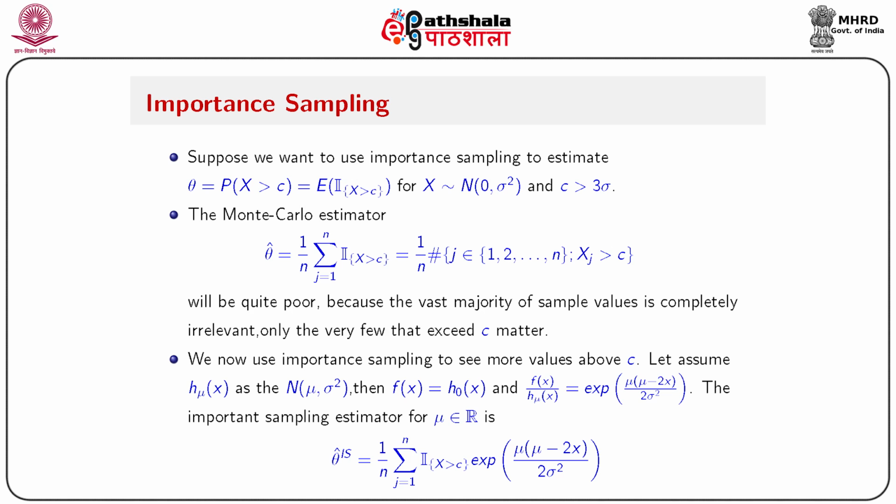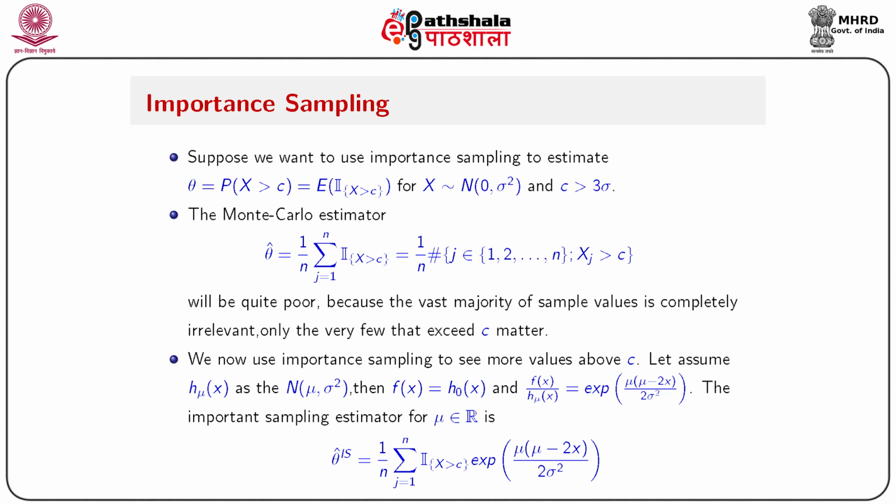Suppose we want to use importance sampling to estimate theta equals the probability of X greater than c, which equals the expectation of the indicator of X greater than c, for X following normal(0, sigma squared) and c greater than 3 sigma. The Monte Carlo estimator theta hat is 1/n sum over j equals 1 to n of the indicator of X_j greater than c, which is 1/n times the number of j in 1 to n such that X_j is greater than c. This will be quite poor because the vast majority of the sample values are completely irrelevant. Only the very few that exceed c matter.